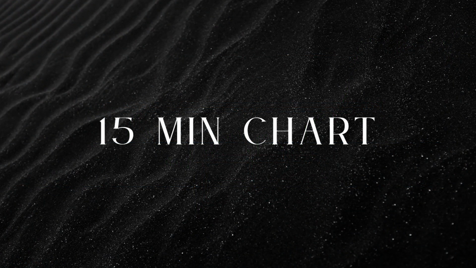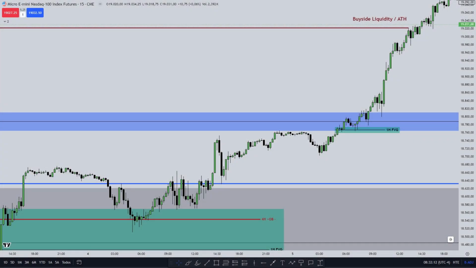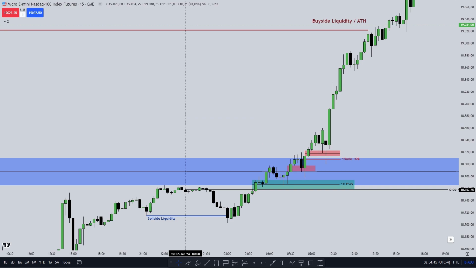15 minutes chart. Well, here we have the 15 minutes chart. As you can see we had a bullish trend. But we will be focusing on this shaded area. Now that we have zoomed in, I have marked the midnight opening price for New York. This price is used to frame the power of 3 concept.